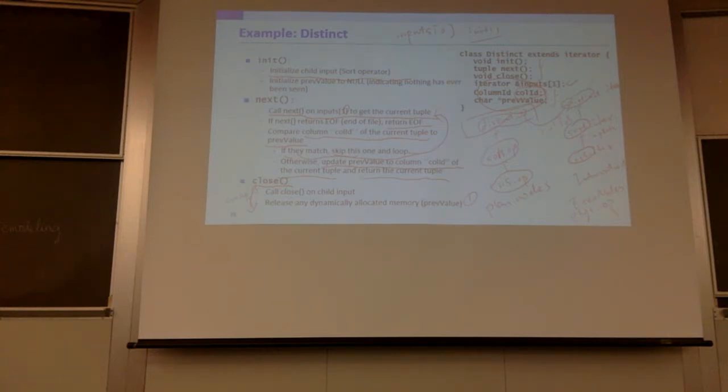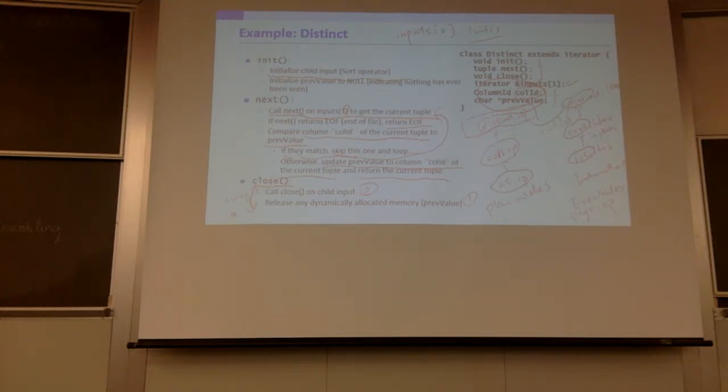In this case, this is the previous value, because if you have ever seen any tuple from your child, then you should have allocated some character array for the previous value, right? So that's some dynamic memory you've allocated. So you should deallocate that in close. Then once you do that, you should call close on the child input, so that the child input will have a chance to clean up its state. And then you're done.